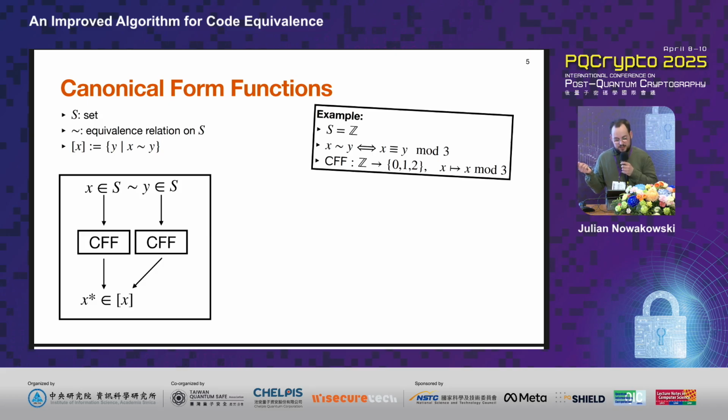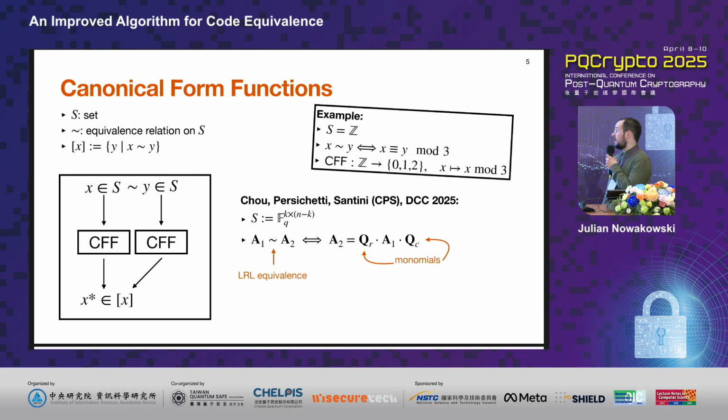Now, this is a very easy canonical form function, because the integers are kind of easy to work with, but unfortunately we have to work with something more complicated. And that first appeared in this work by Chu, Persichetti, and Santini, which from now on I'm going to abbreviate with CPS, that got recently published in Designs, Codes, and Cryptography. And in their setting, the set S consists of matrices, more precisely k times n minus k matrices over F_q. And k and n are the parameters of the code equivalence problem.